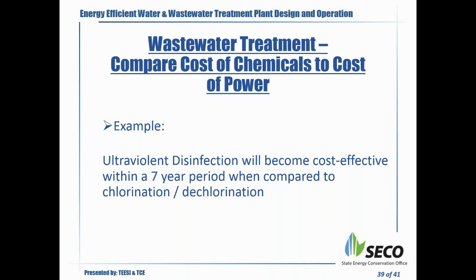That might be an old term, but ultraviolet disinfection is becoming very efficient with energy usage and very efficient when compared to chlorination, dechlorination. And the other example of wasted chemical costs are plants that use air bubbles to mix chemicals in your chlorine contact zones. We found that when you use that type of mixing, you're stripping your chlorine out of your water and probably utilizing twice as much chlorine as you need to.